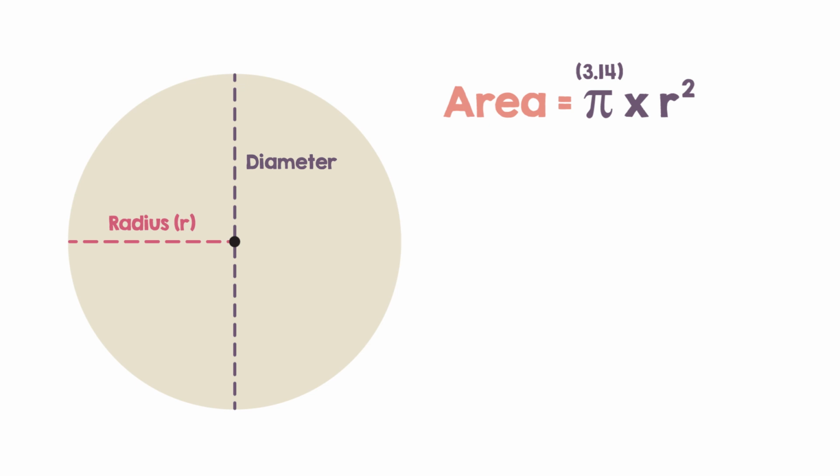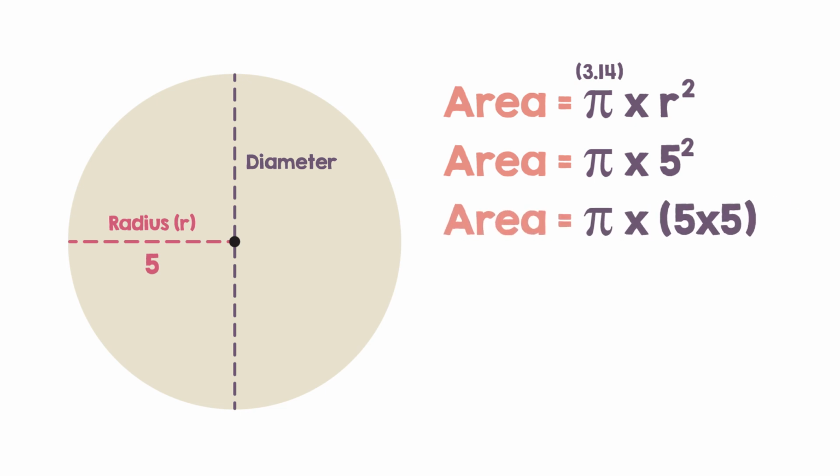Let's try an example. If the radius of the circle is 5 units, we can plug that into our formula. It will look like this. Area equals pi times 5 squared. First, we need to square the radius. That means multiplying the radius by itself.